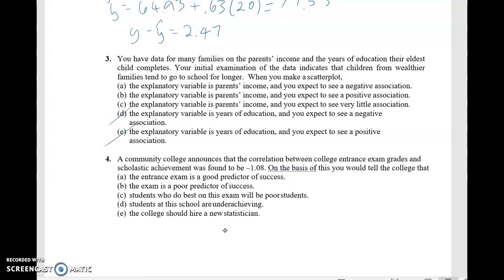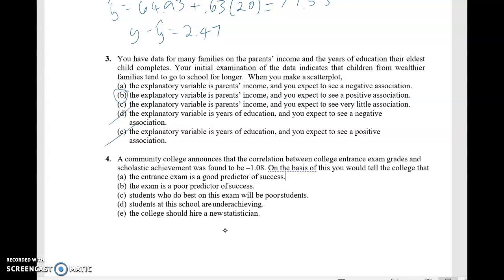Now, if we graph them, we see the explanatory variable is parent's income. So wealthier means as the income increases, the explanatory increases, the amount of school is longer, so that also increases. So the wealth increases and the length of school increases at the same time, that would be a positive association.